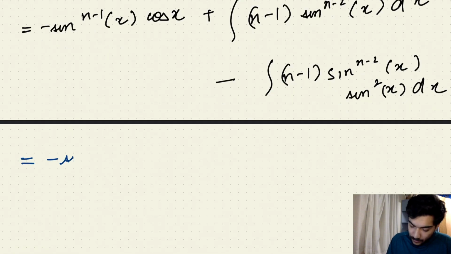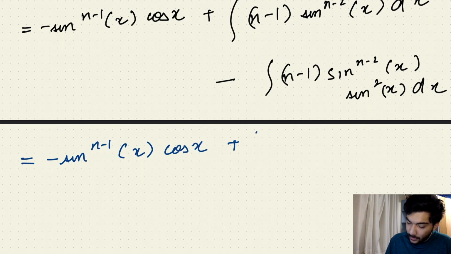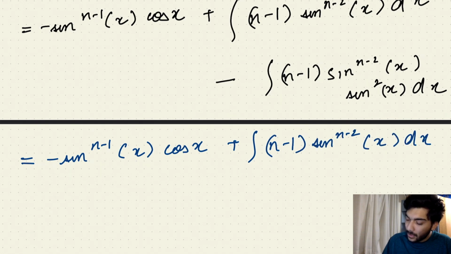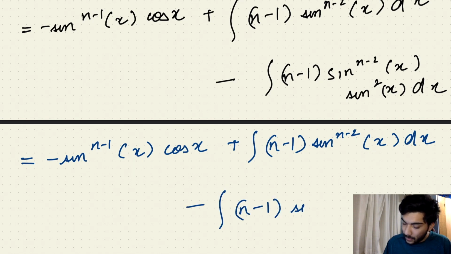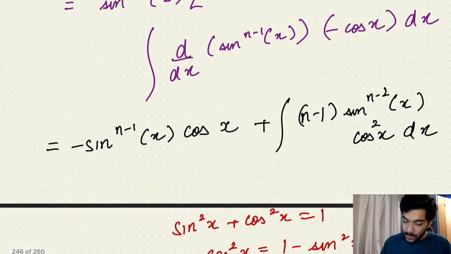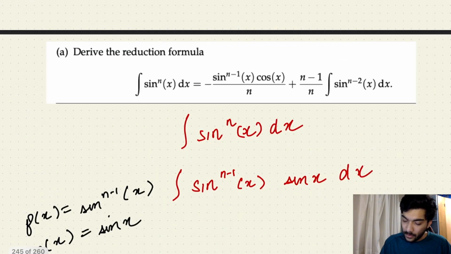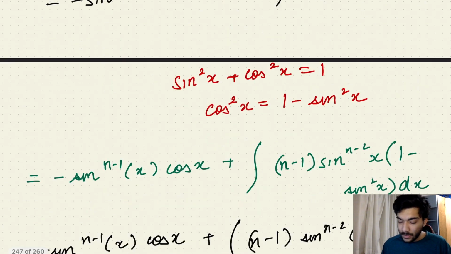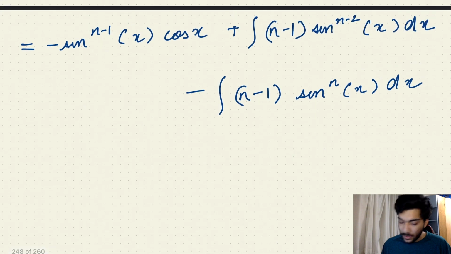So this expression will become minus sine to the power n minus 1 x cos x plus integral n minus 1 sine n minus 2 times x dx, and this expression over here will become minus n minus 1 integral sine to the power n x dx in this case, right? And the left expression over here is also integral sine to the power n x dx in this case, right?